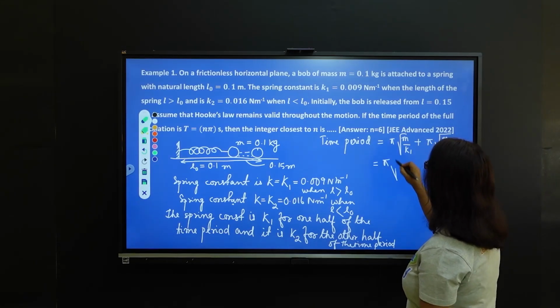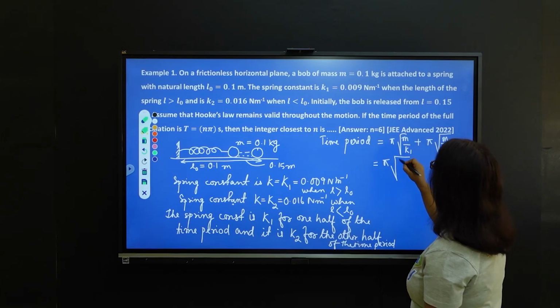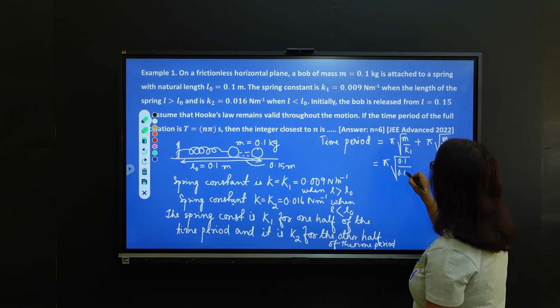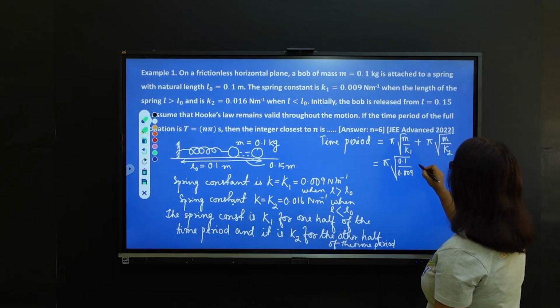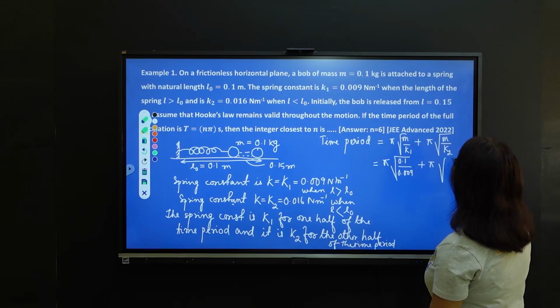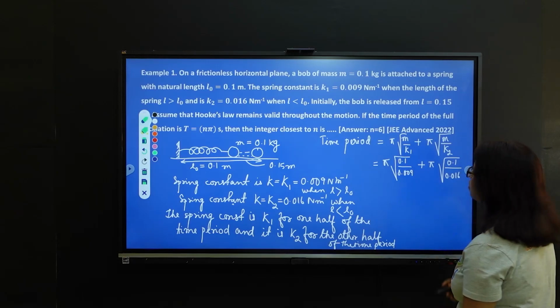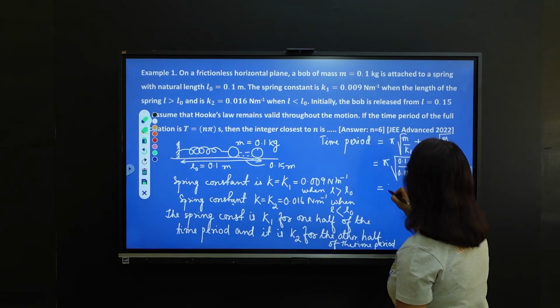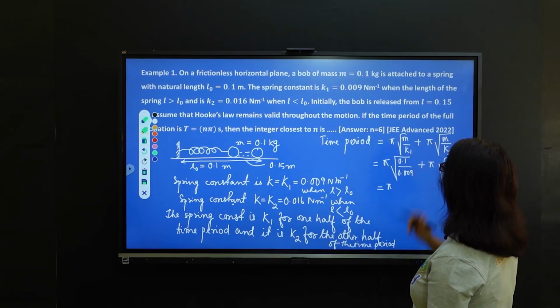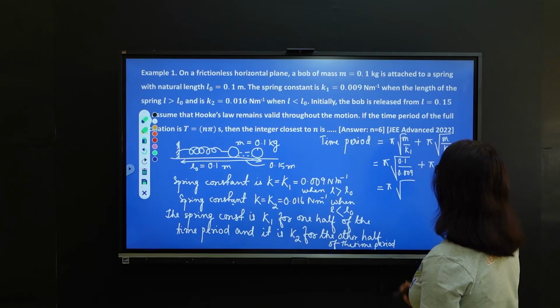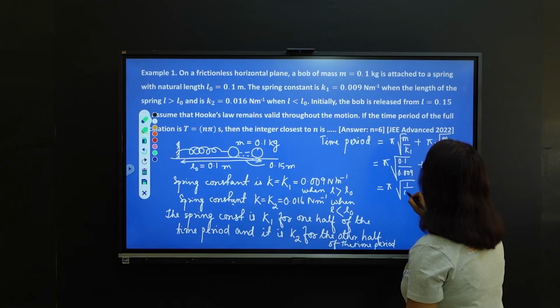So let's work this out. We have pi root over m, which is 0.1 kilogram, and K1 is equal to 0.009, plus pi times root of 0.1 by K2, which is equal to 0.016. So we can write this as pi, and what's this? This is nothing but, if you remove the decimal and try to look at it, 1 by 0.3 whole square.